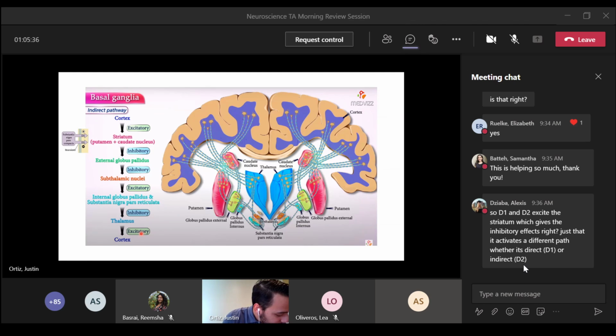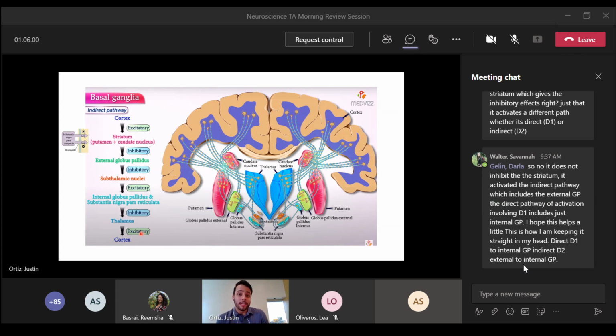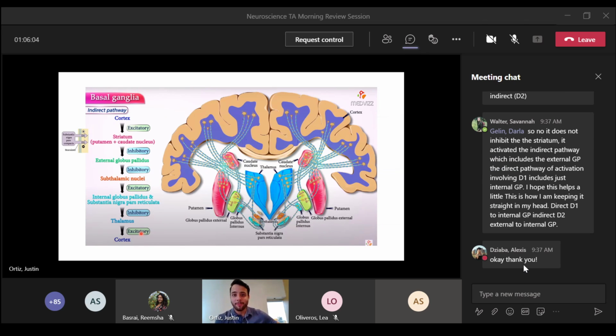Striatum. Yes, yes. So when the striatum is activated, it's always going to be inhibitory, regardless if it's the direct or indirect pathway. It just depends which neurons you're activating, right? Because if you activate D1 by high levels of dopamine, you're going down that direct pathway. If you activate the D2 neurons by low dopamine, you're going down the indirect pathway and inhibiting movement, right?